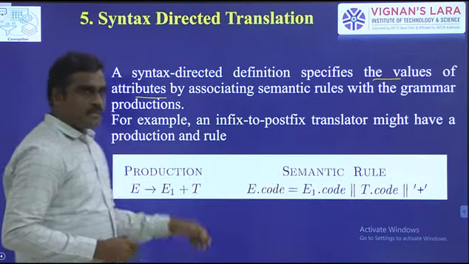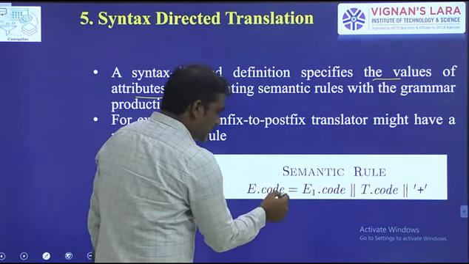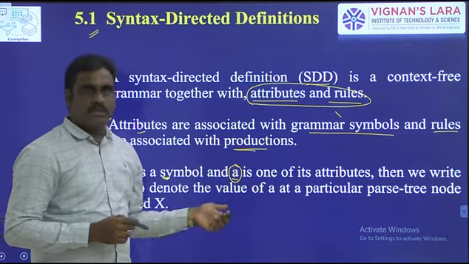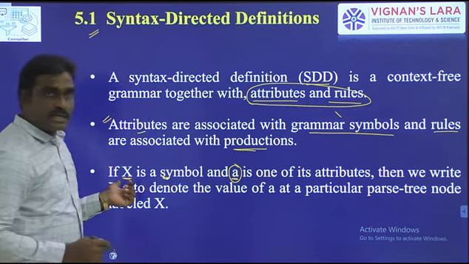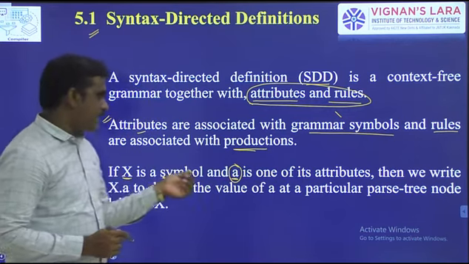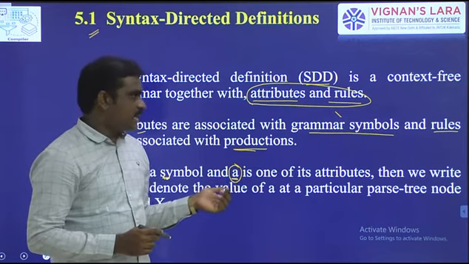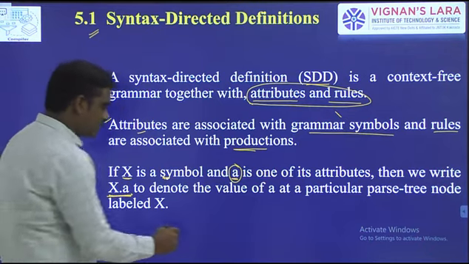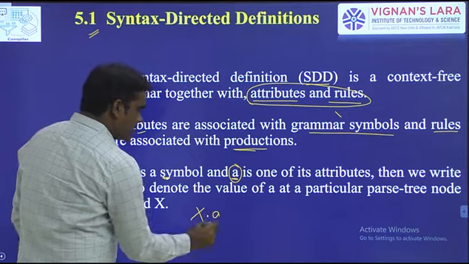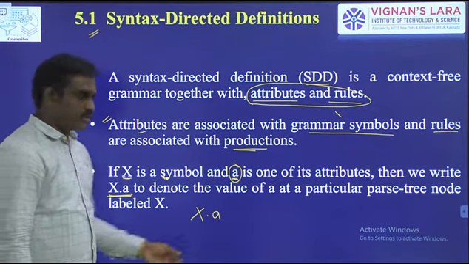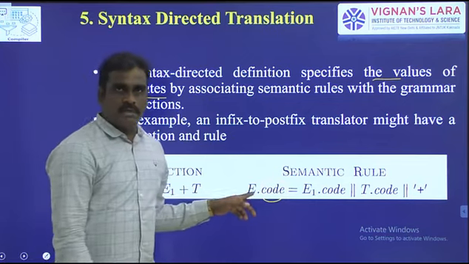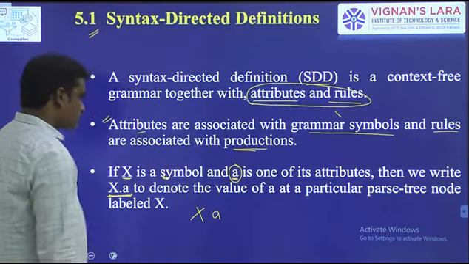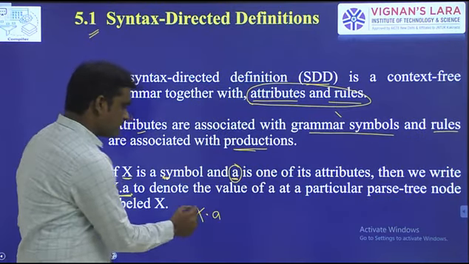Suppose in this grammar the attribute is code. Code is an attribute. Now here I am taking one attribute, that is A. X is a grammar symbol and A is an attribute. Then we can write X dot A: grammar symbol dot attribute value, like this.